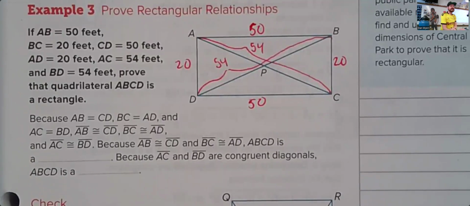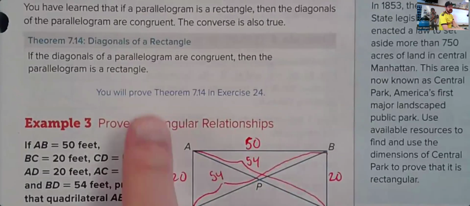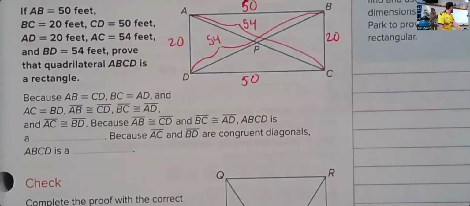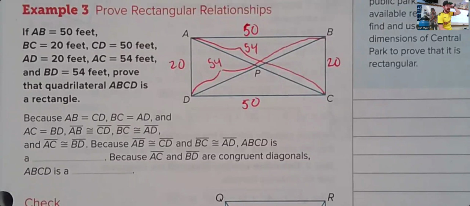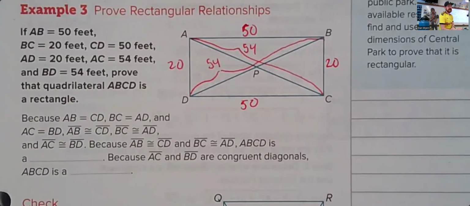So it does not tell us if the quadrilateral is a parallelogram, and it also does not tell us if it is a rectangle. We have to end up proving both. Because right above, it doesn't say that any quadrilateral with congruent diagonals is a rectangle. It says that a parallelogram with congruent diagonals is a rectangle. So in order for it to be a rectangle, we have to first prove that it's a parallelogram. Then, because the diagonals are congruent, which we can obviously see here, we can make the statement that it's a rectangle because of the fact that the diagonals are congruent. So let's take a look.